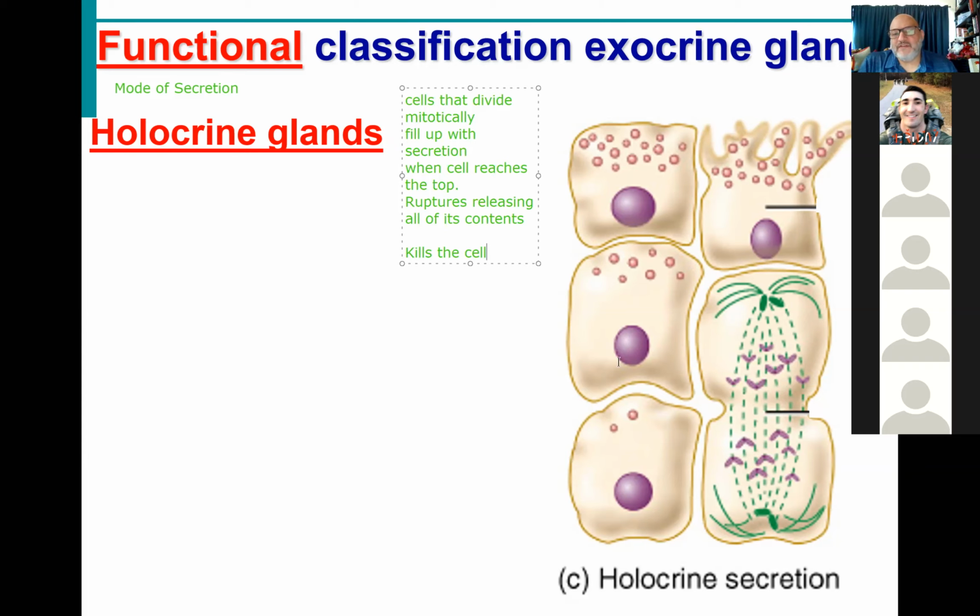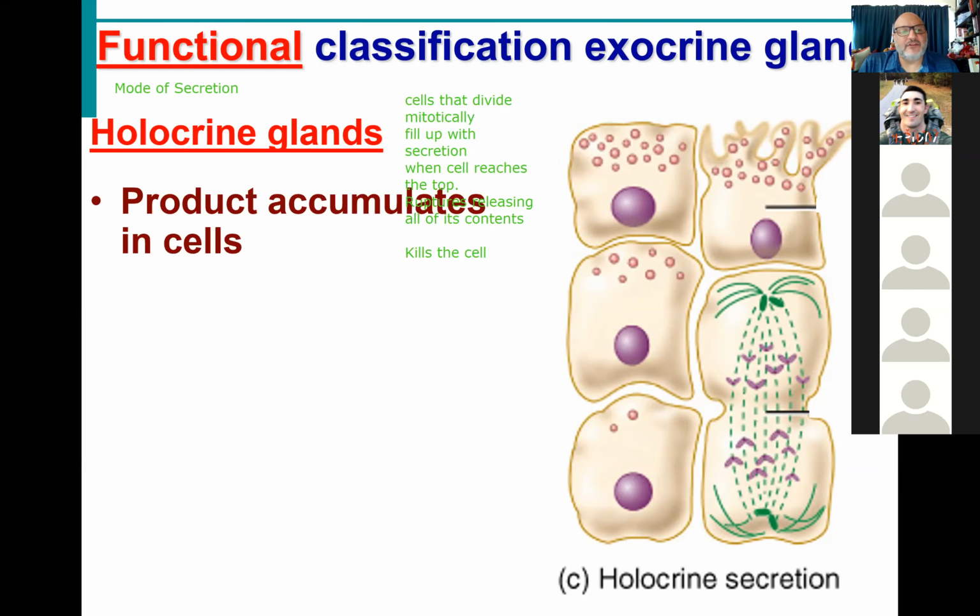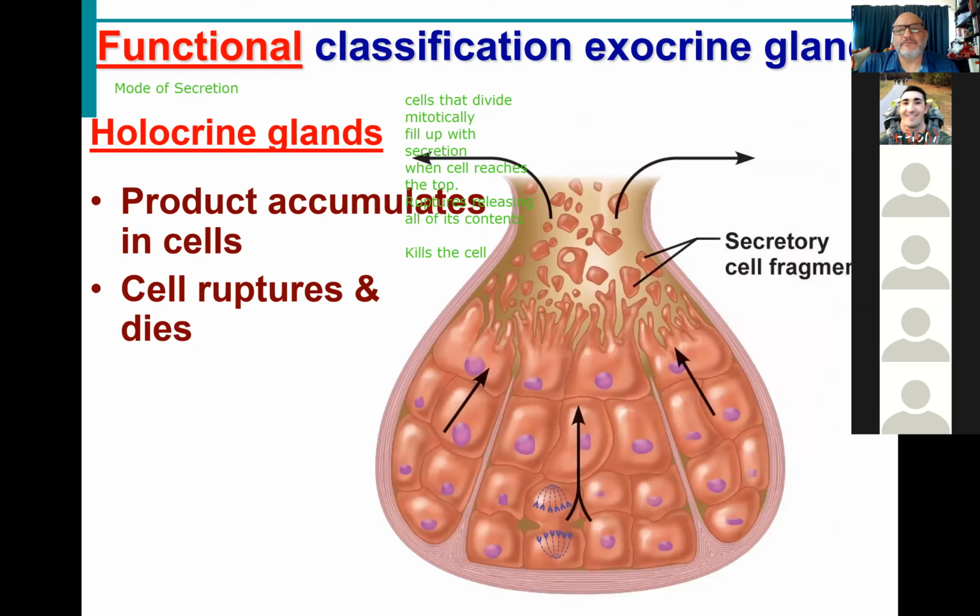Now, again, notice we've got this picture here. The pretty picture from your textbook is better. So let's look at that. Again, notice here they've got the V's pointing in the correct direction for our anaphase. We are dividing cells, producing new cells. They get to the top and they produce their secretion and fill up with that secretion and then rupture, releasing all of its contents. This produces a thick, very organic secretion.